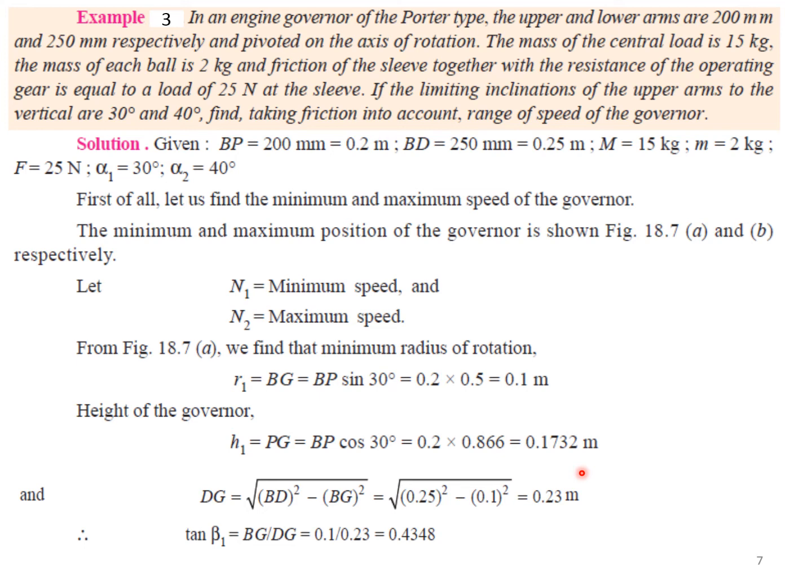Then for calculating the value of q, that is q is equal to tan beta by tan alpha, I need the value of tan beta. For the minimum position it is q1 and for the maximum position it is q2. q1 is tan beta 1 by tan alpha 1. So what is tan beta 1? Trigonometric function BG by DG. I don't know the value of DG, so we use the Pythagoras theorem. DG is equal to square root of BD square minus BG square. I get the value as 0.23 meters. Substituting, tan beta 1 is equal to BG by DG, which is 0.4348.